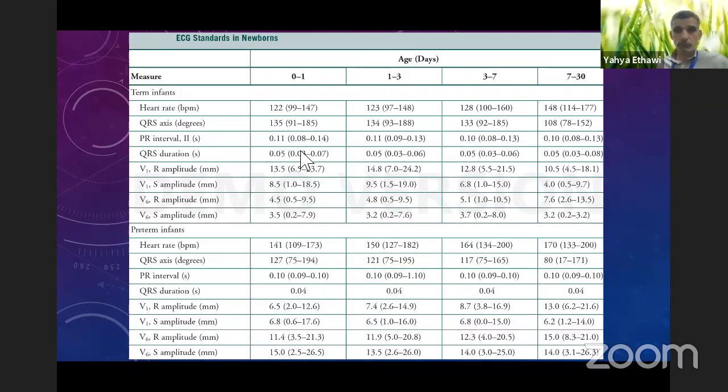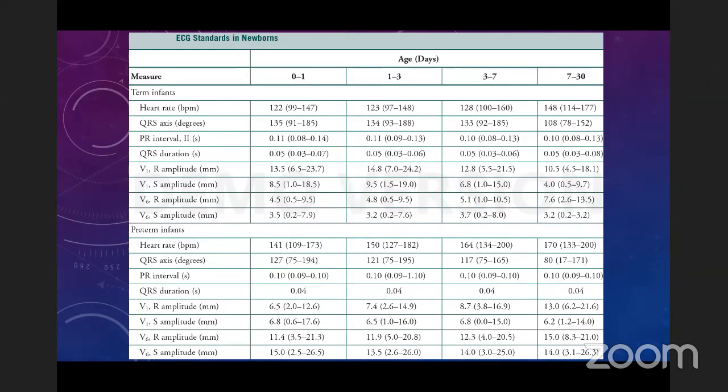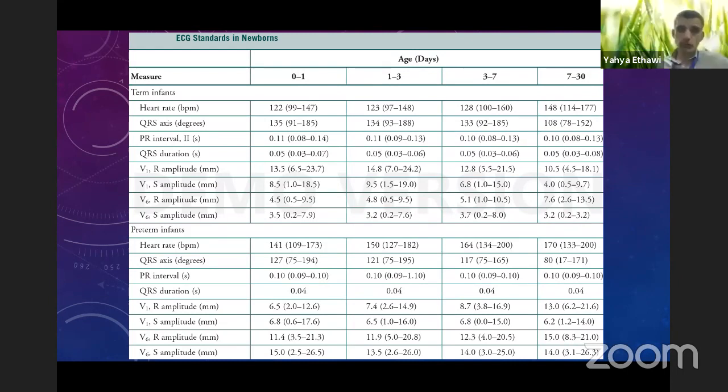QRS measurement, you can review, you can fix this and look at these numbers. I don't look at this number alone. I usually look at the whole picture. But you need to have some idea about these normal values, especially if you have an exam. You need to know these values, the mean numbers.